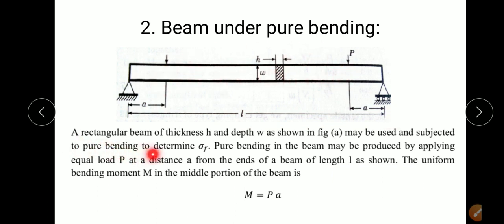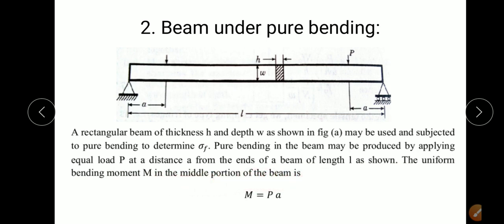A rectangular beam of thickness small h and depth W, as shown in the figure, may be used and subjected to pure bending to determine sigma f. Pure bending in a beam may be produced by applying equal loads P at a distance A from the ends of the beam of length L, as shown. You have to consider the uniform bending moment capital M in the middle portion of the beam.